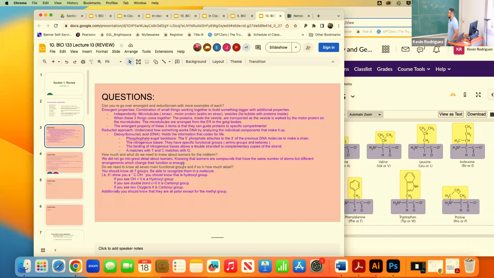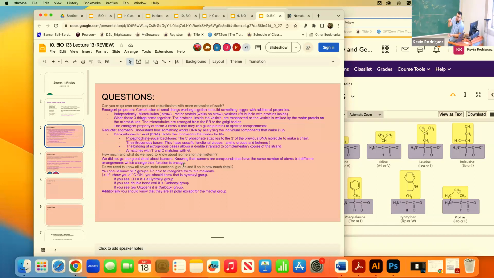So, kind of like I asked you guys in class, right? So what's this guy? This guy? Yep, and then you have the C double bond O, what's that one? Carbon. Yep. Yeah, so know all of them like that.